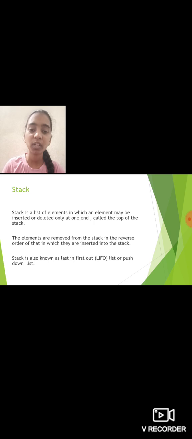Stack is a list of elements in which an element may be inserted or deleted at only one end, called the top of the stack. The elements are removed from the stack in the reverse order of that in which they are inserted into the stack. Stack is also known as the last in first out approach or push down list.